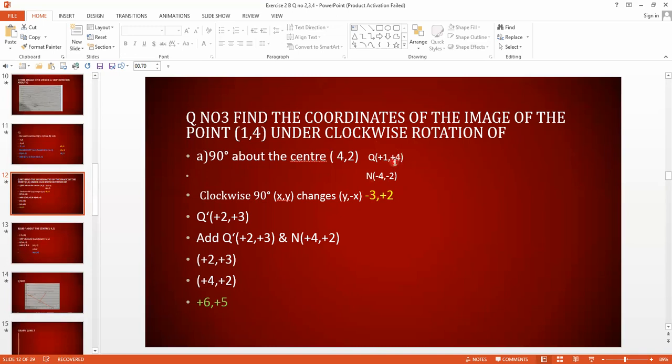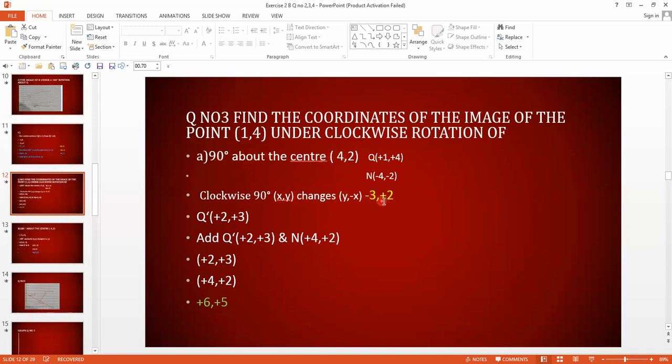Clear? Comes to the second: plus 4 minus 2 again have different signs. So 4 minus 2 becomes 2, and the sign of the greater number is plus, so we write plus 2. So after subtracting the point (4, 2) from this point Q (1, 4), we get (-3, +2). So for the first step, according to part A, we have to take the clockwise 90 degree rotation.